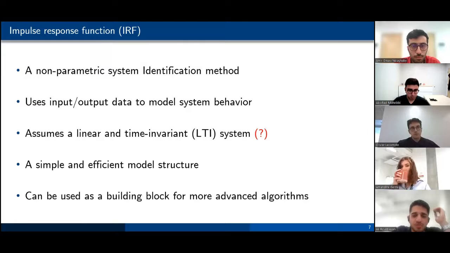It assumes a linear and time invariant system. I'm going to explain what that is in the next slide. It's a simple and very efficient method and model structure to identify systems, and it can be used as a foundation for more complicated and complex algorithms.